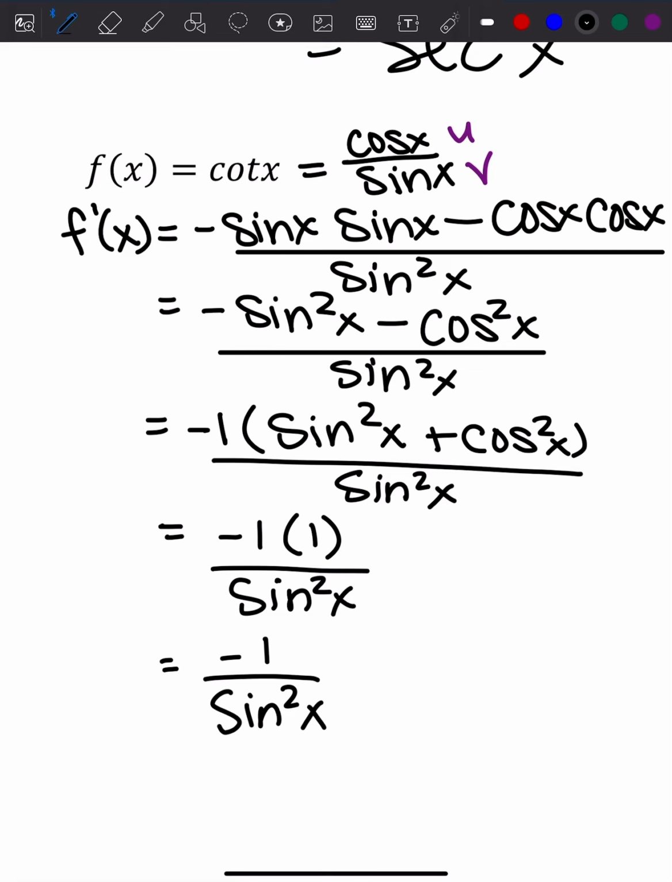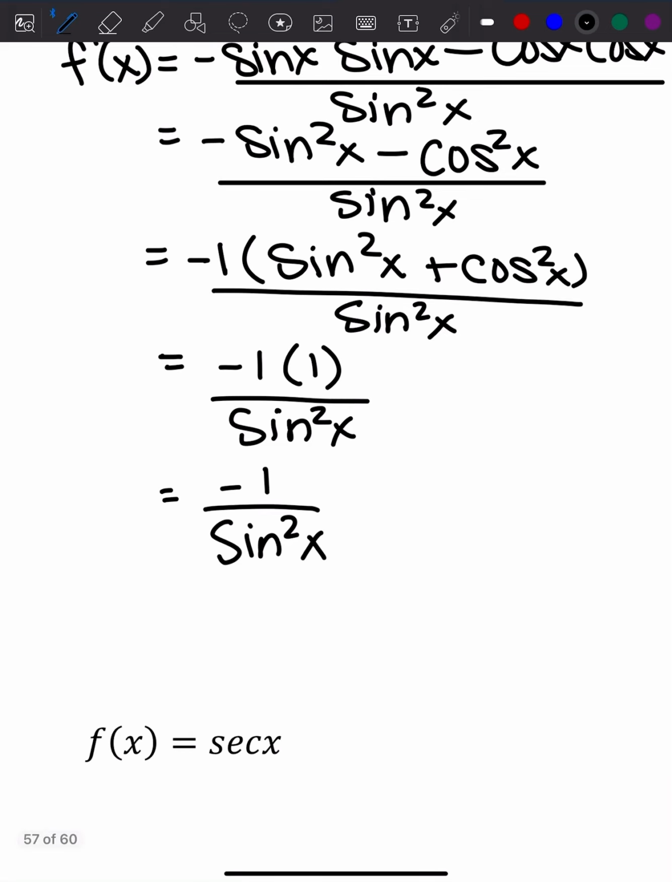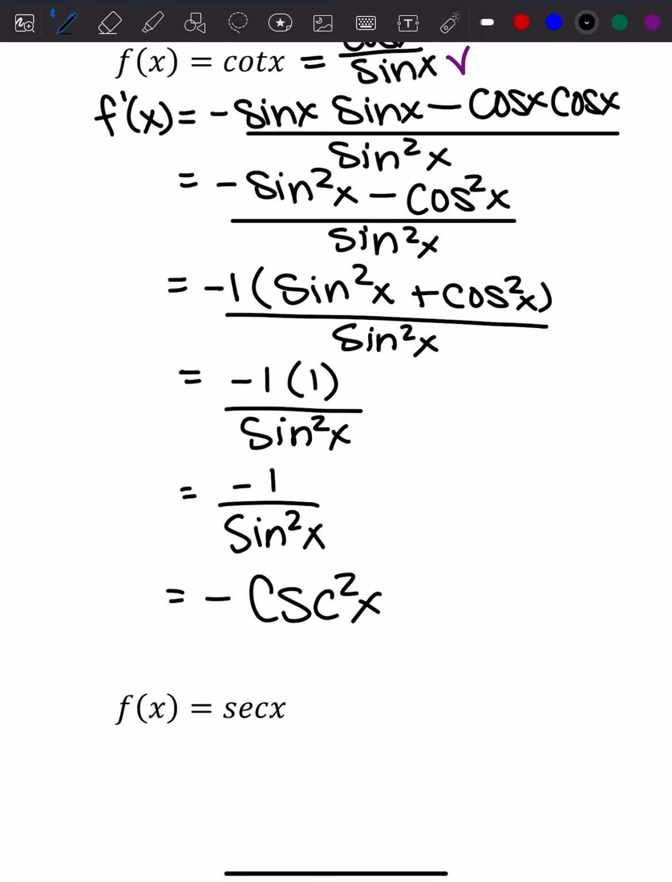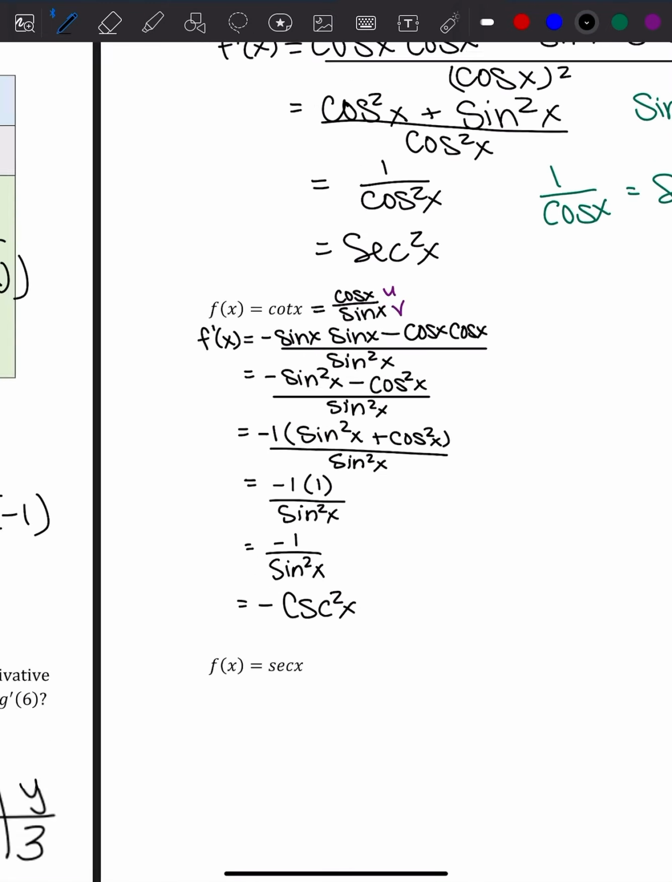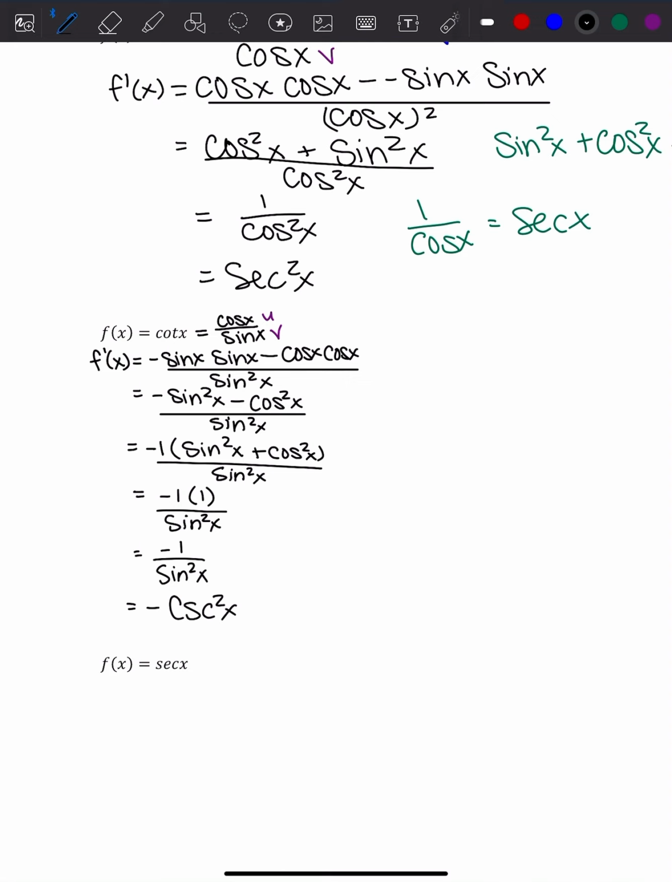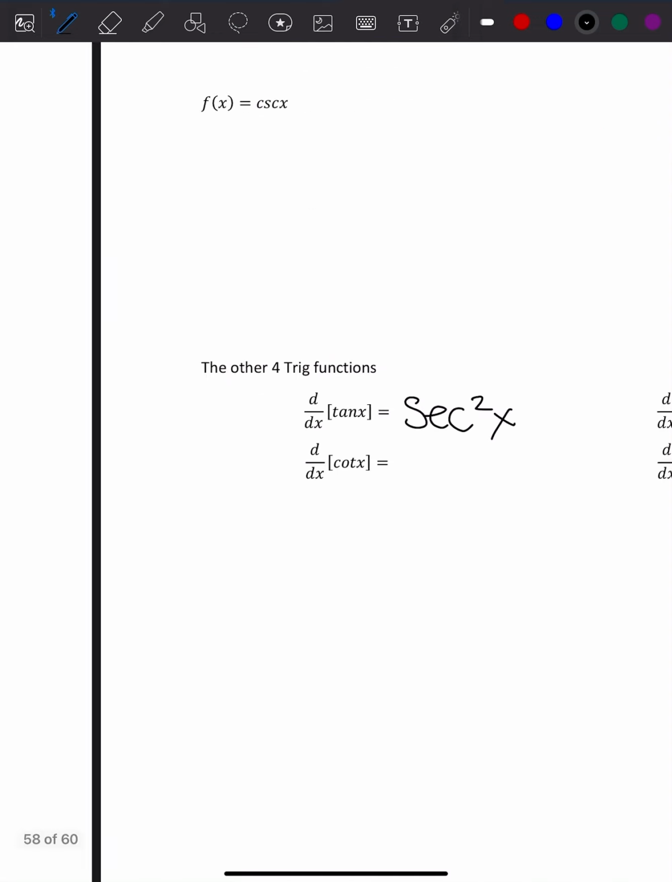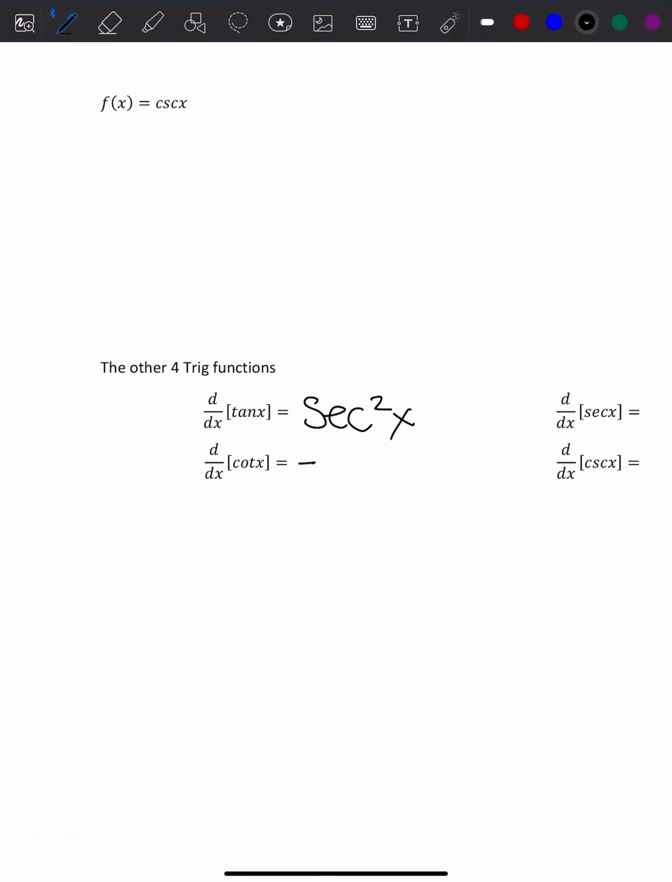And 1 over sine is the same thing as cosecant. So this would be negative cosecant squared x. So just like tangent, this is how we would find it, but once we know the derivative, we don't need to go through this process a bunch of times. So derivative of cotangent is negative cosecant squared x. You're going to notice that tangent and cotangent are very similar, just like sine and cosine are very similar.